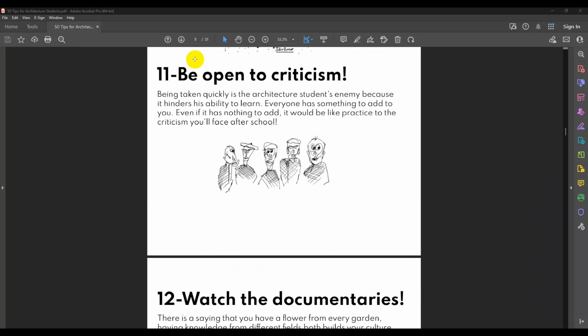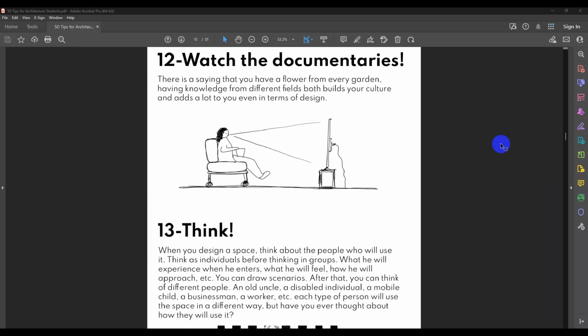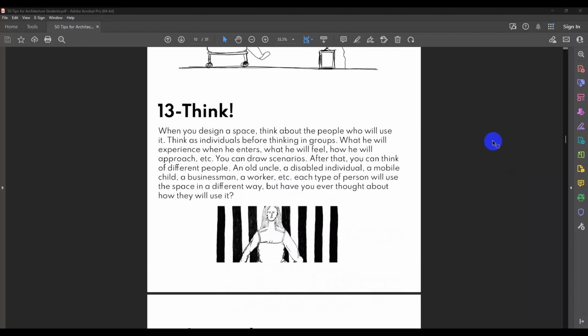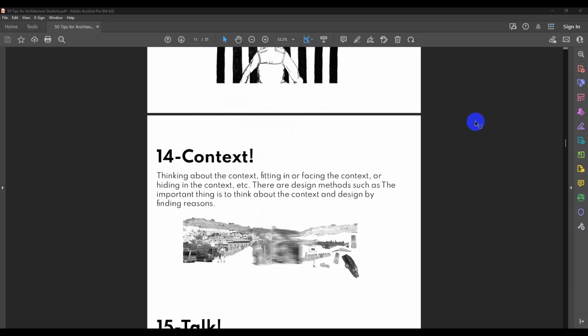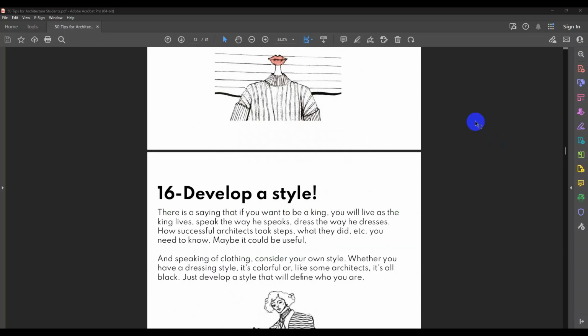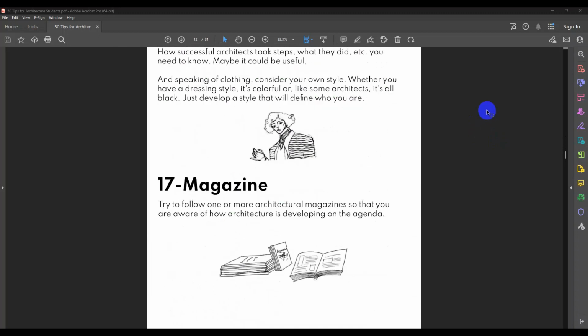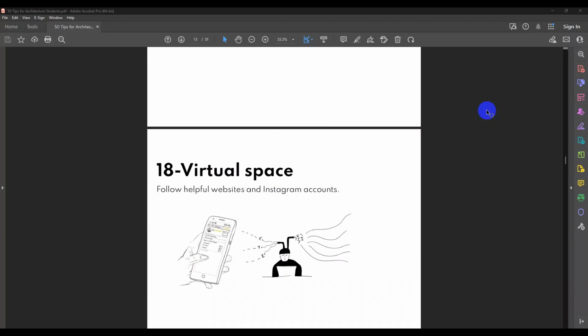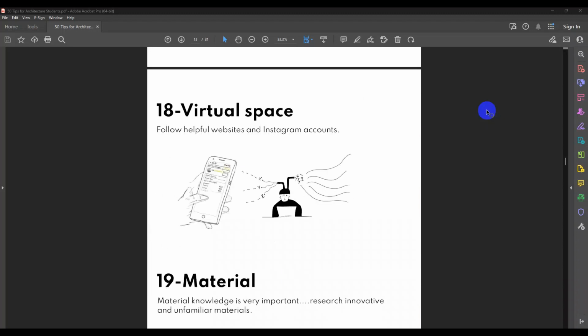This one is a good point for an architect. And the next one, watch documentaries. 13, think. 14, context. 15, talk. 16, develop a style. 17, magazine. 18, virtual space. For some points, I don't talk much or go into much detail, but you can see some words here.